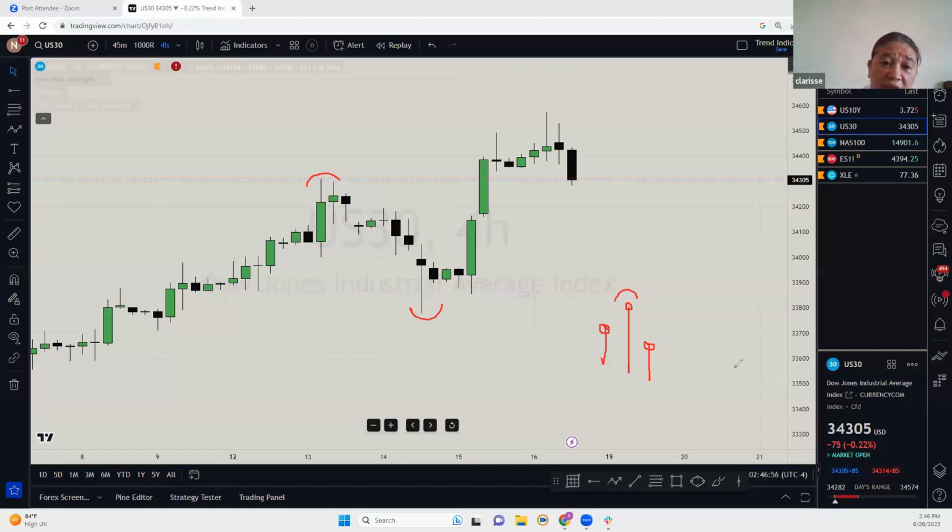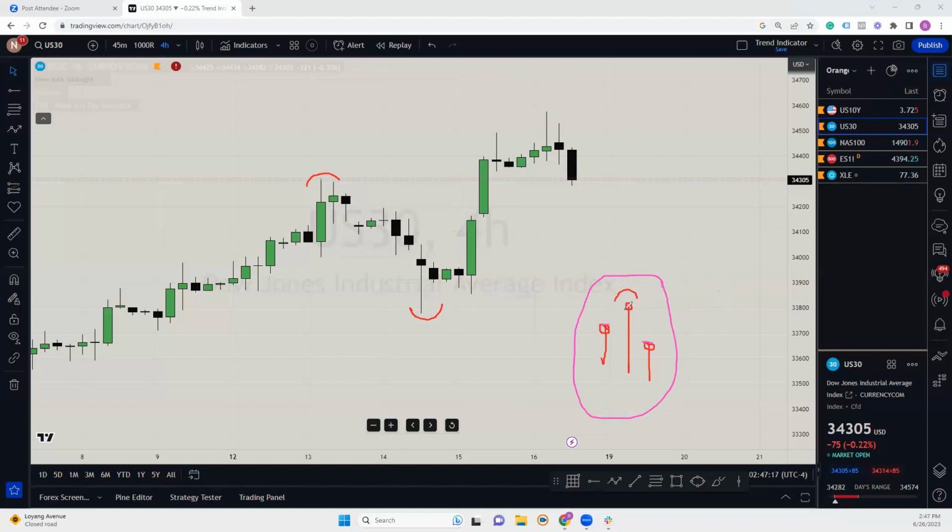On the left is the lower swing high, and on the right is also a lower swing high. So this is the highest high among the 3 candles, and the middle is the higher high. So this is a swing high.